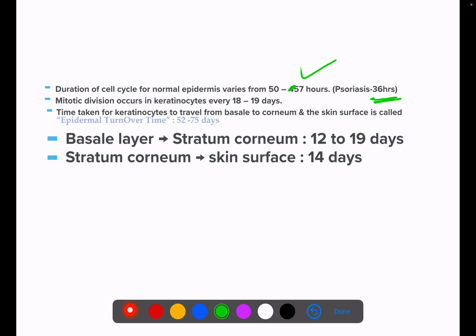Mitotic division occurs in keratinocytes every 8 to 19 days. The time taken for keratinocytes to travel from basal layer to the stratum corneum and the skin surface is called epidermal turnover time, which is 50 to 75 days. Basal layer to stratum corneum takes 12 to 19 days. Stratum corneum to skin surface, 14 days. Do the math, you'll get this.